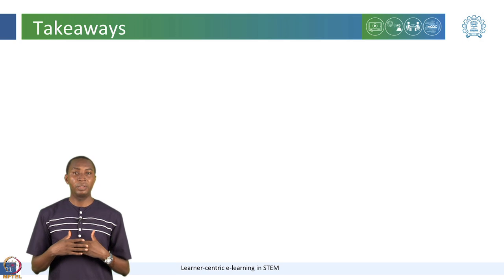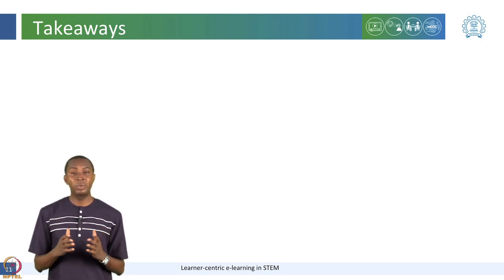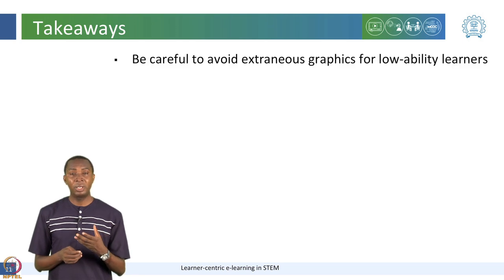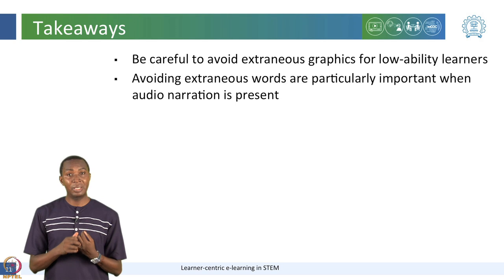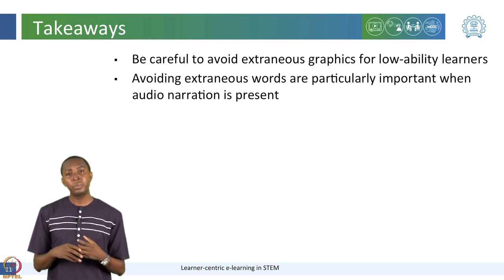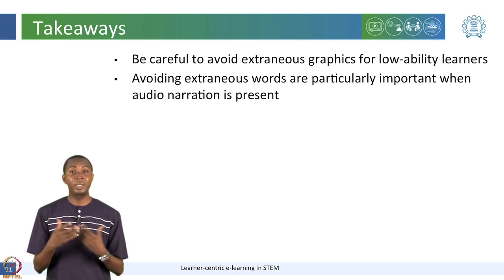Now, these are the takeaways from this coherence principle. In all cases, whenever you are creating e-learning content for your students, or for many applications, remember always to avoid extraneous information in that content. Do not include too many graphics in your content. Do not include too many words and text. Do not include too much sound or background music, because all these can overload your working memory, which implies that learning may be affected.